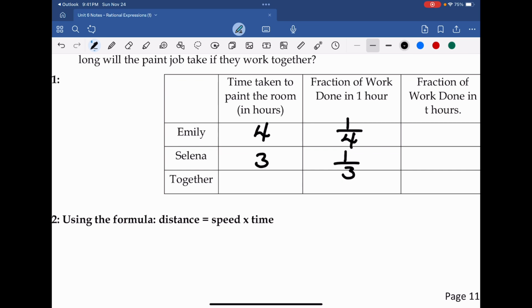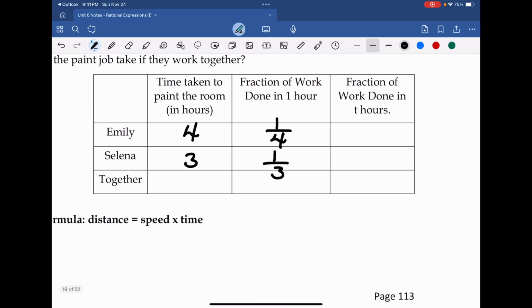Because if it takes Emily 4 hours to paint a room, in 1 hour she could only do a quarter of that work. Now, what is the fraction in t hours instead of 1 hour? We're just going to write it generically as t over 4, meaning whatever the hours are, maybe half an hour or 3/4 of an hour, divided by the 4 hours it would normally take. And same thing for Selena, we're going to write it as time over the 3 hours.